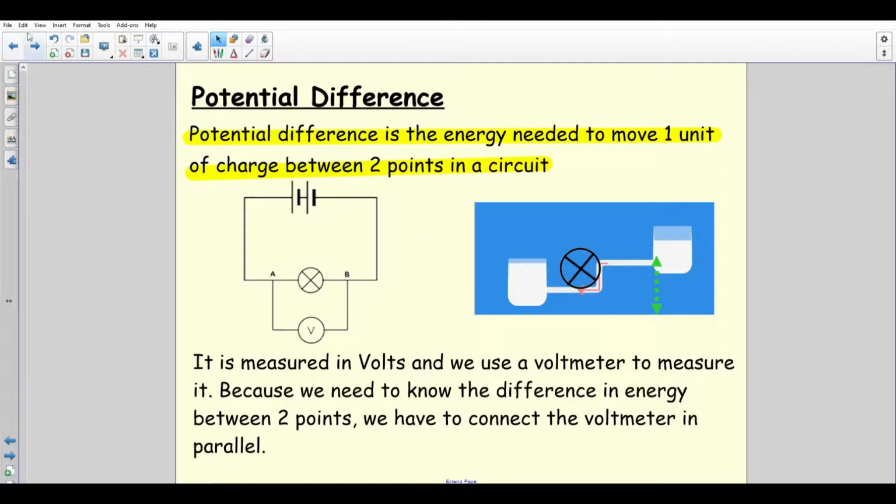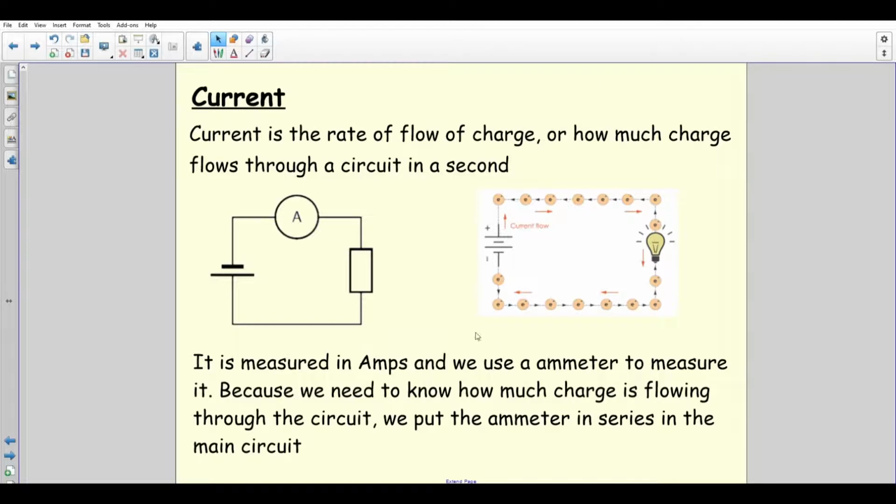So moving on, current is the rate of flow of charge. That rate is really important. That means how much charge flows per second. So it's not the speed that it flows around. That's not quite right. Imagine a little stream.